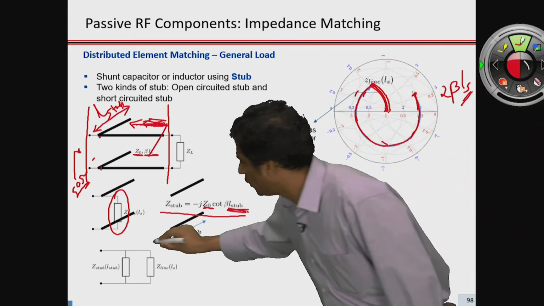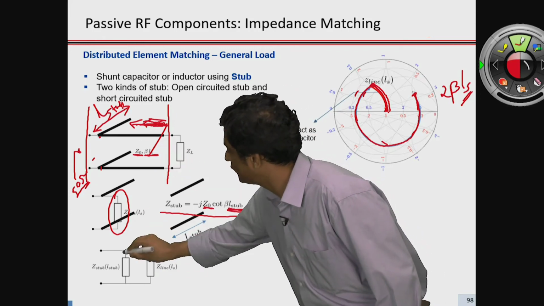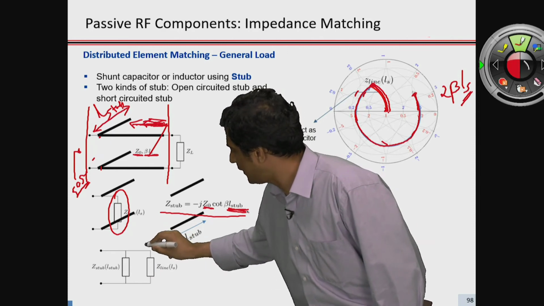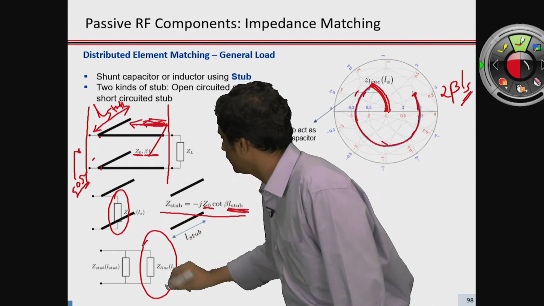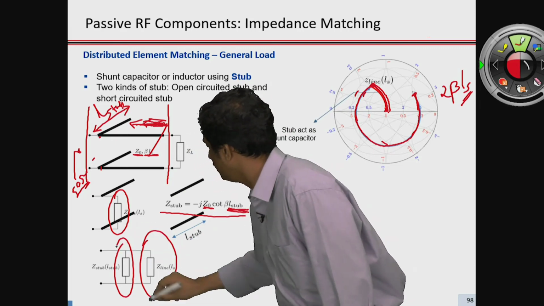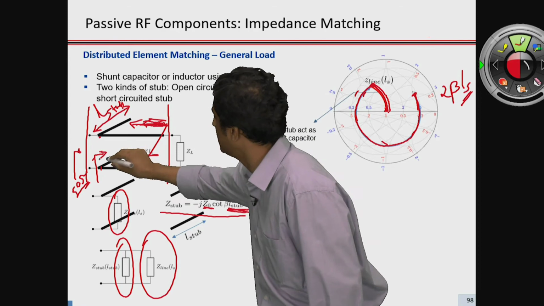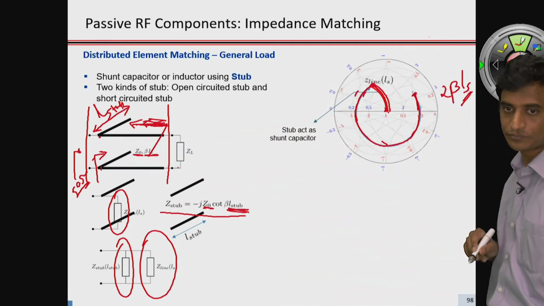So an equivalent circuit of the whole scenario is depicted here, where we have two admittances, and these two admittances are connected in parallel. We have the load here and the stub here, but the load impedance is what is viewed at a distance of Ls from the load impedance.